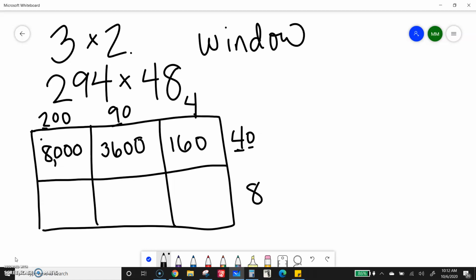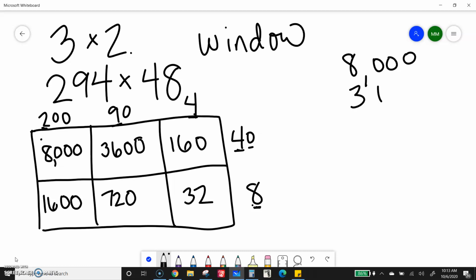Bottom row. I have 200 times 8. So that's 16 for 2 times 8 with 2 zeros from my 200. 9 times 8 is 72, 1 zero from my 90. And then 4 times 8 is 32. And then I just need to add them up.